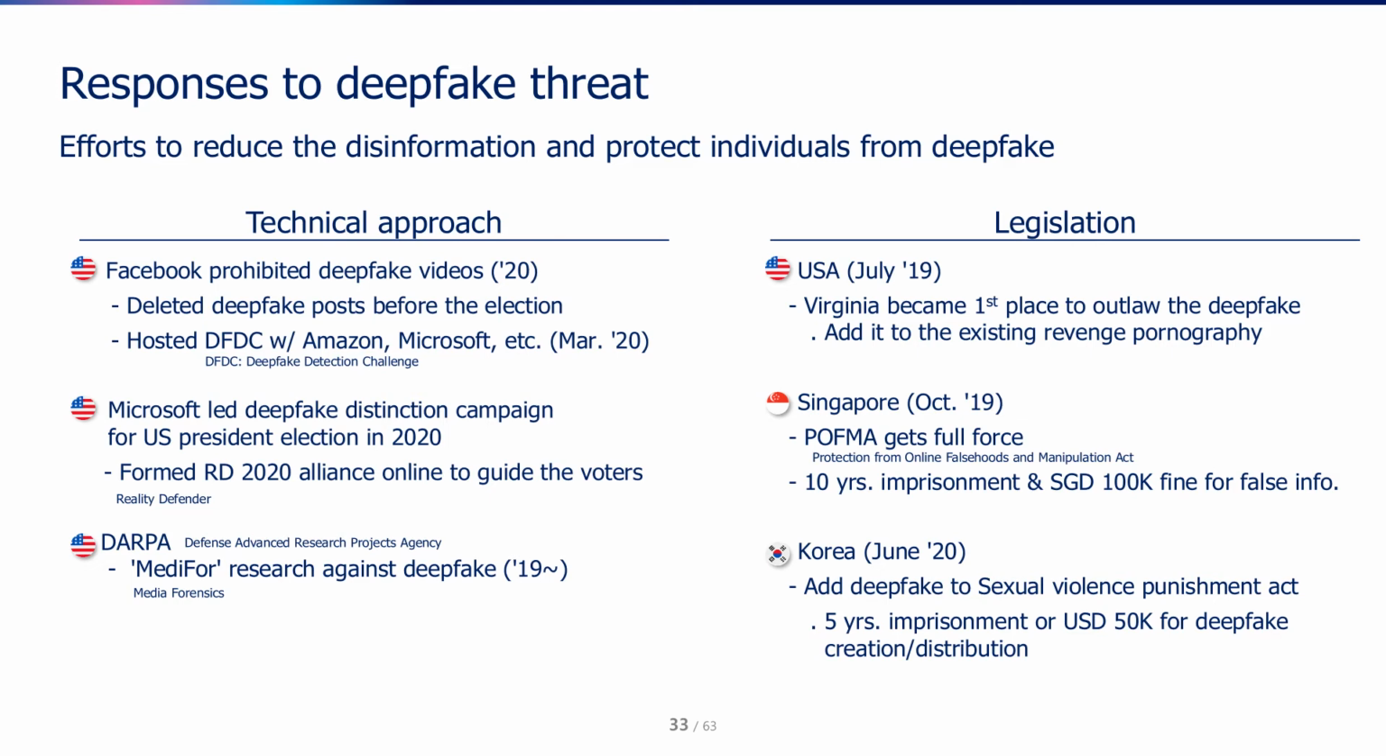From a legislation perspective, Virginia in the United States became the first state to outlaw deepfakes by adding the term to the current revenge pornography category. Also, Singapore announced the Protection from Online Falsehoods and Manipulation Act in 2019. Those who create false information, including deepfakes, can be sentenced to 10 years in prison and also fined 100,000 Singapore dollars. Last year, Korea also added the term deepfakes to the Sexual Violence Punishment Act to punish those who generate or distribute deepfake pornography.